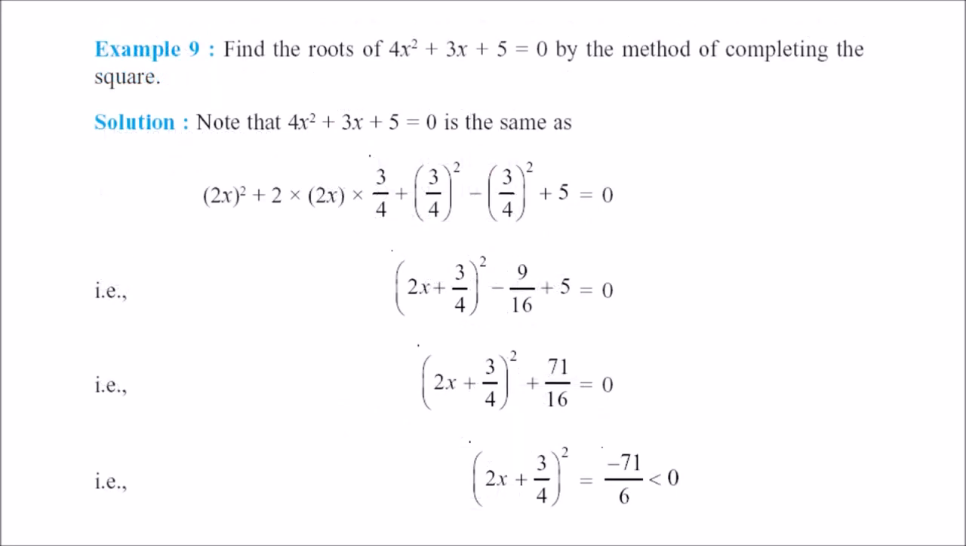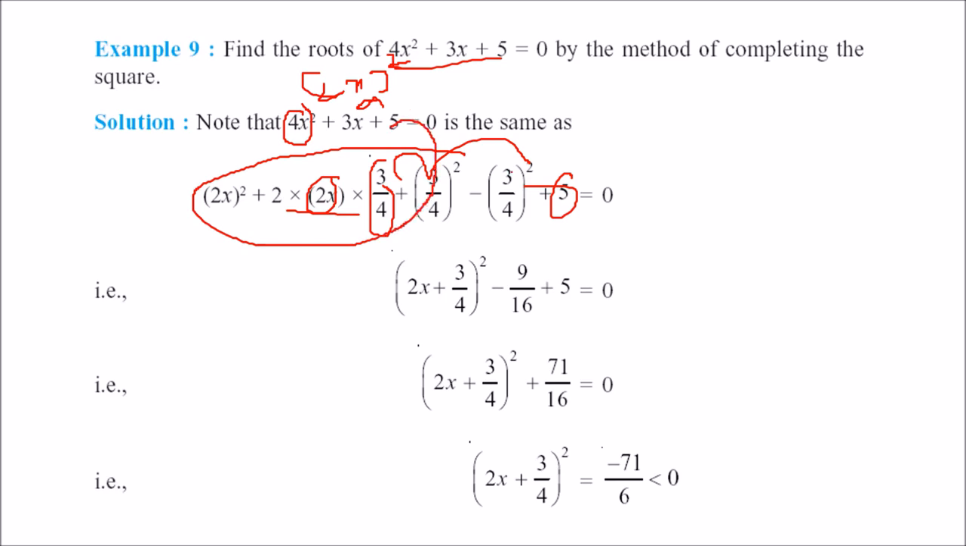Again we have 4x square plus 3x plus 5 equal to 0. You can do this, because this is already a perfect square, so this is 2x square, so you get a here, and this can be written as 2 into 2x into 3 by 4, so you get b. So you have to add b square, you have to subtract b square, and this is plus 5. So this becomes 2x plus 3 by 4 whole square, plus 71 by 16.